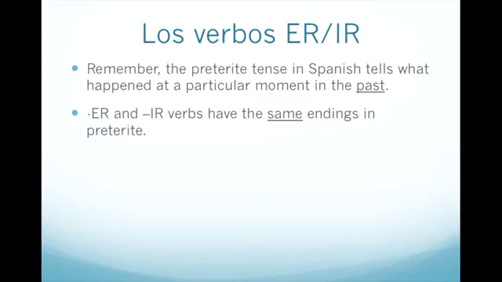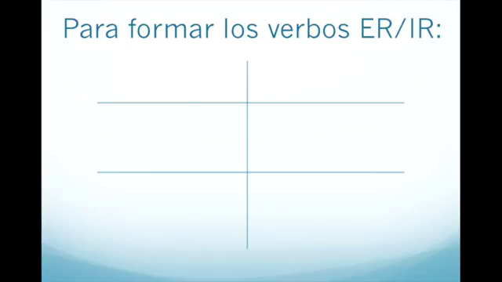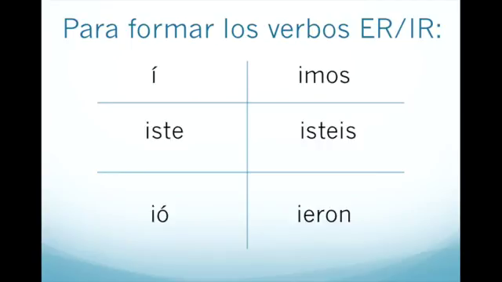So there's no more distinction between the nosotros and the vosotros form. You can use the same chart for both ER and IR verbs. To form an ER or an IR verb, we use these endings: í, iste, ió, imos, isteis, and ieron. You can see it's going to follow more of an IR pattern as opposed to an AR pattern. Again, accents on the yo form, the usted, él, ella form, and no longer on the vosotros.